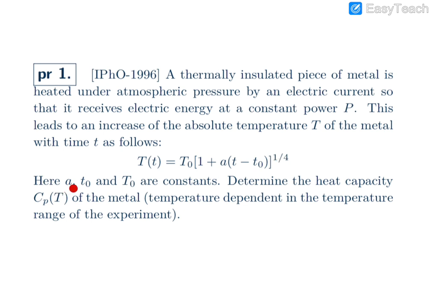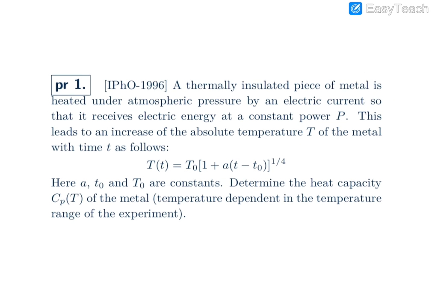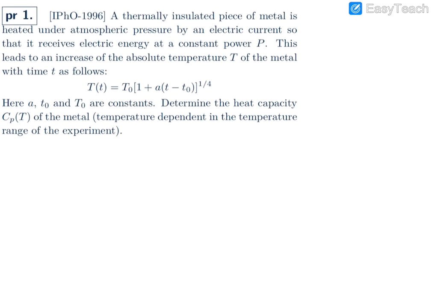Here A, T naught, capital T naught, these are constants. Determine the heat capacity Cp of metal, temperature dependent, in the temperature range of the experiment. So basically एक metal piece है which is receiving a constant power and its temperature is changing like this. We need to find out the heat capacity of that metal. So we can proceed like this.